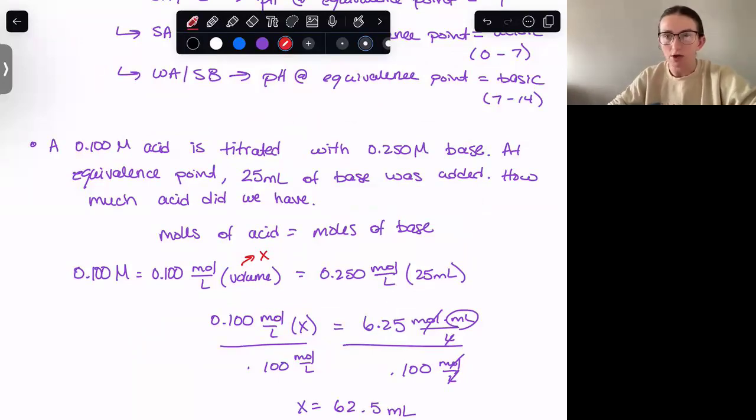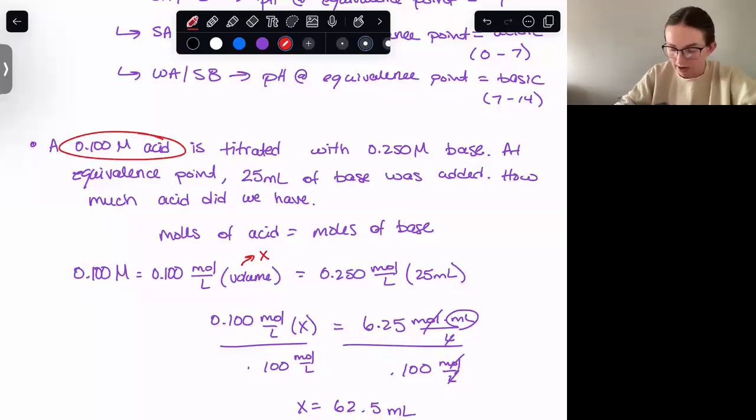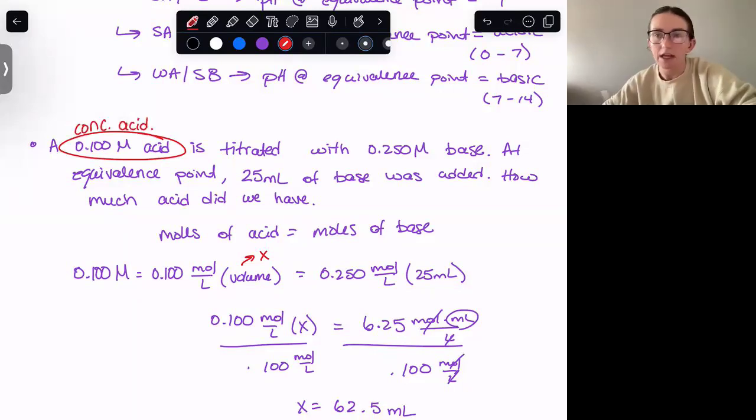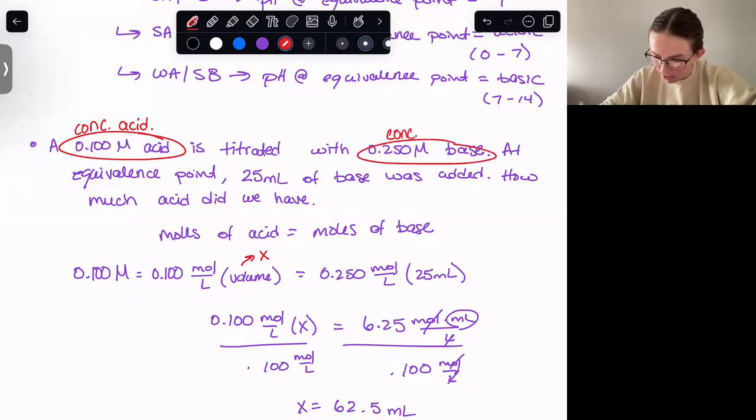So whenever I see a question, if you're given it on a piece of paper, or you're writing it down, and then because you're going to take it on your computer for the quiz, I will always circle 0.1 molar acid, and I will say this is concentration acid. And so I label exactly what that value is telling me. I'll then do the same thing for our base. So I'll say this is my concentration of my base. We say at the equivalence point, 25 mL of base was added. So I'll circle this and I'll say volume of base.